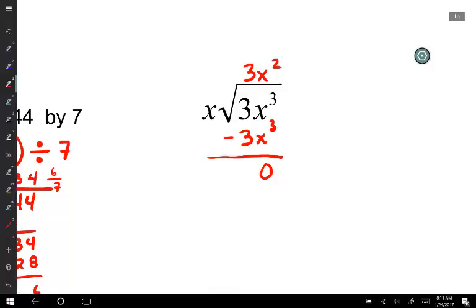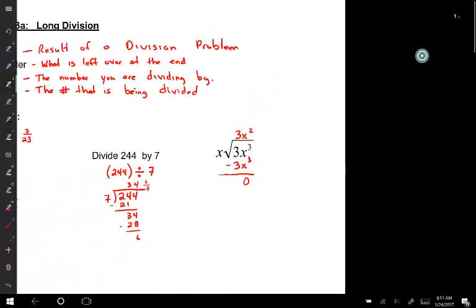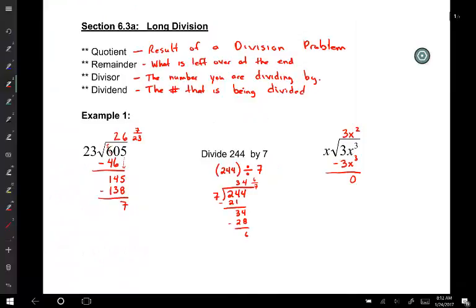That's still long division, isn't it? We're still asking the same questions. It's just a case of thinking through it with variables. So we've got 3 different scenarios: numbers, written, and then variables with a term. Okay, let's go from there.